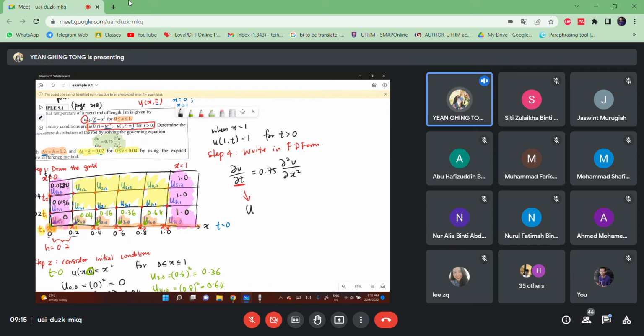If let's say now we use 2-point forward. For the heat equation, they use 2-point forward. Here we use 2-point forward for the explicit method.